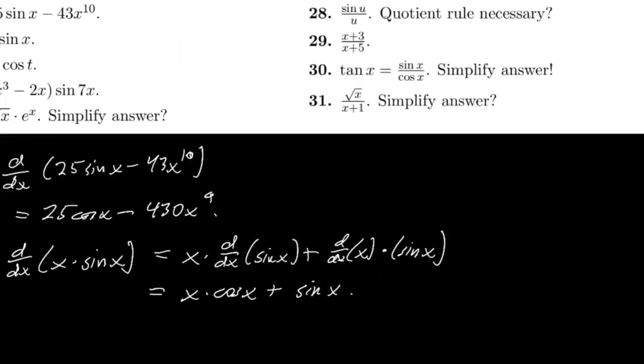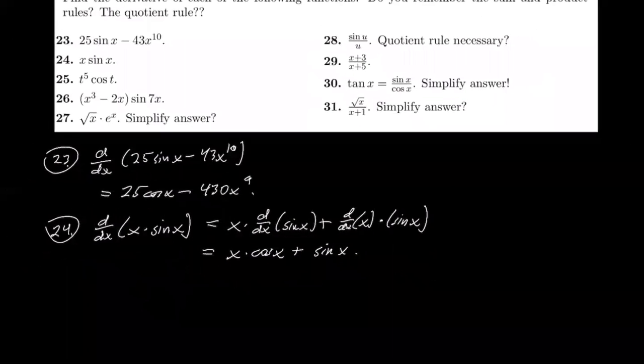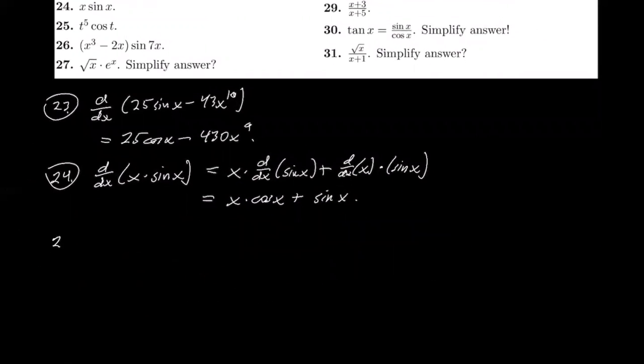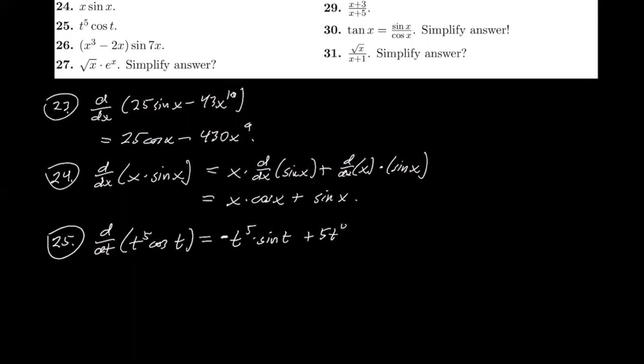Okay. 25, very similar. It's the first times the derivative of the second. Derivative of cosine is minus sine, so I'll put the negative sign here. So it's negative t to the 5th sine t plus the derivative of the first, 5t to the 4th times cosine of t. Okay, so that's that one.